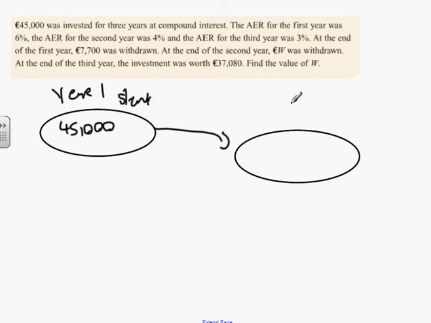And then, what's this going to be? Year 1 end, okay? So year 1 end is, you've got to add on how much? Multiply by 1.06 and what do you get?